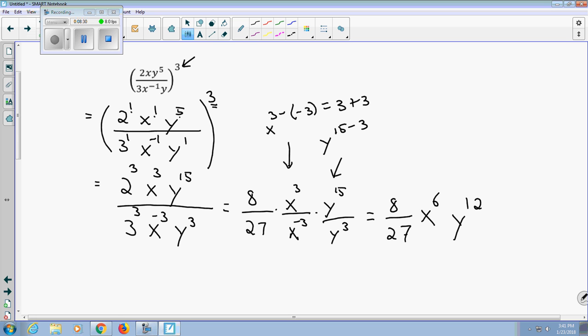And this is a completely fine way to write your answer. Again, you could write this as the whole thing is divided by 27, but this is fine. It's a number times x to a power, y to a power. There's no factors to cancel, and I'll leave it as this, as the final answer.